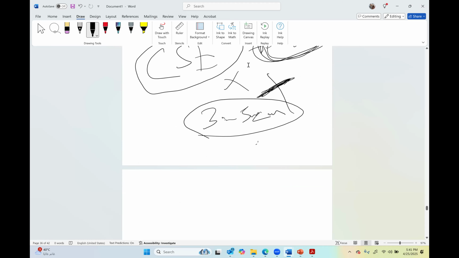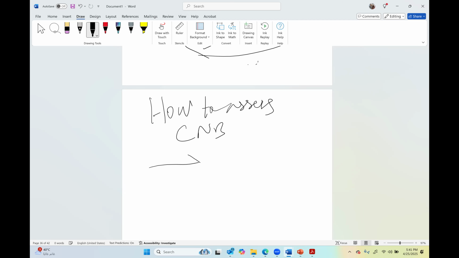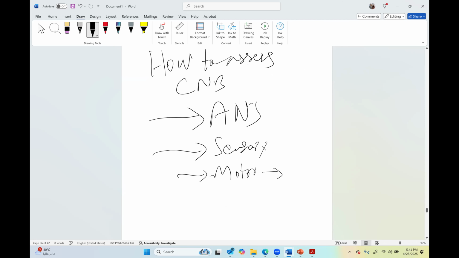Okay, one more question came into my mind. How to assess the level of spinal or epidural? Three things you need to check: autonomic, sensory, and motor. For motor, what do you do? Bromage scale. For sensory, you just have a touch with gauze or anything. For autonomic, how do you check?